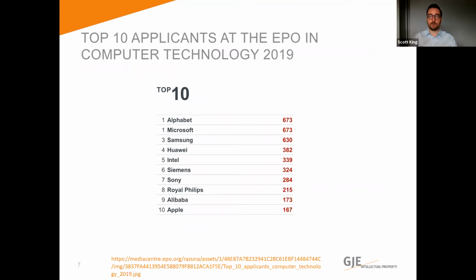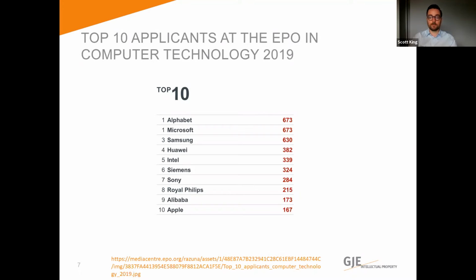And here we have the list of top applicants at the EPO in the area of computer technology in 2019. So as you'd expect, the top few filers are the familiar names we'd expect to see. So Google's parent company, Alphabet, and Microsoft are in joint first place with 673 applications each. And behind them are the big telecoms names, Samsung and Huawei.